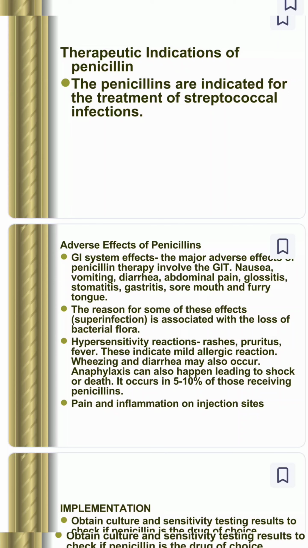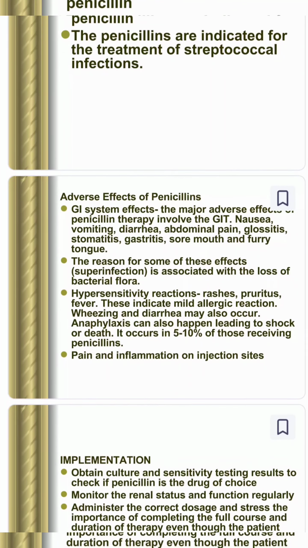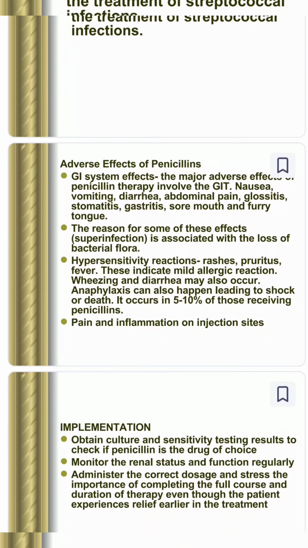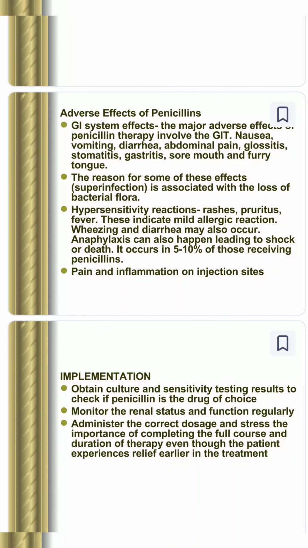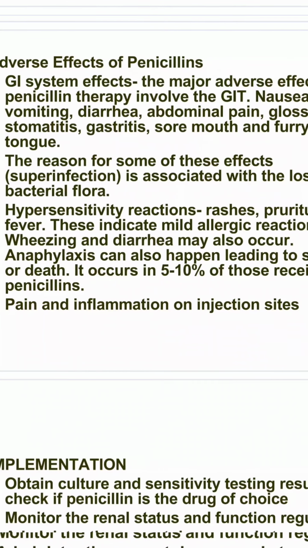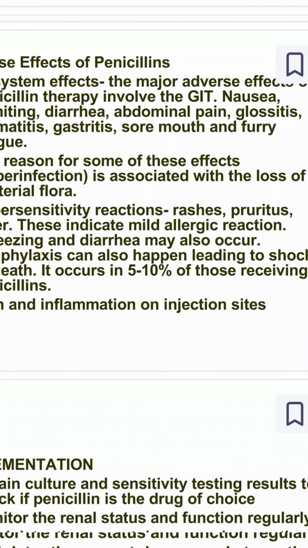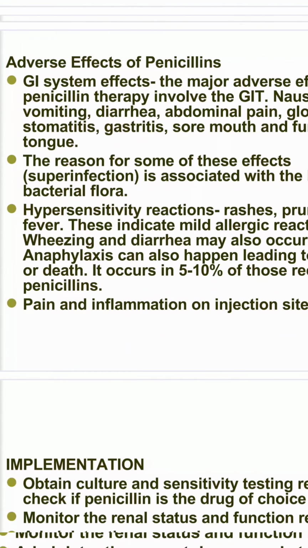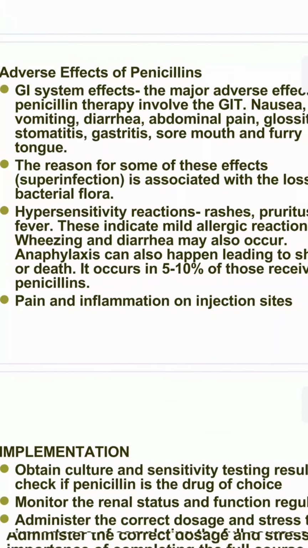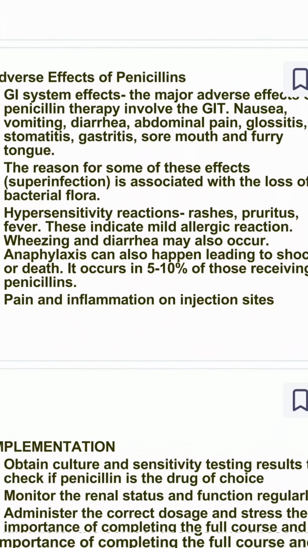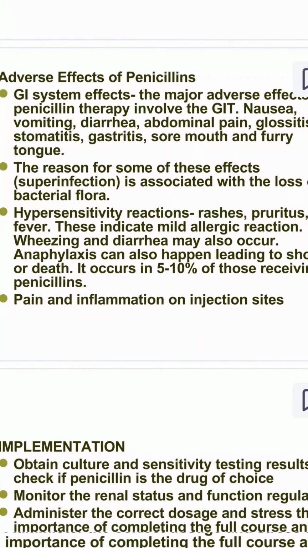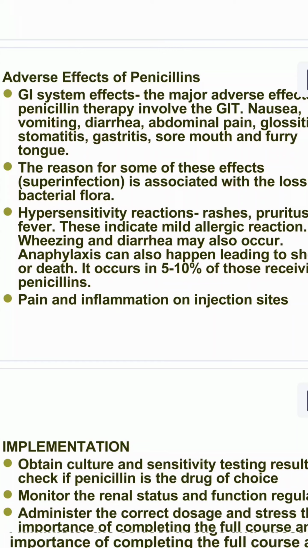Adverse effects of the penicillins: GI system effects. The major adverse effects of penicillin therapy involve the GIT: nausea, vomiting, diarrhea, abdominal pain, glossitis, stomatitis, gastritis, sore mouth and furry tongue. The reason for some of these effects is associated with the loss of bacterial flora. Hypersensitivity reactions, rashes, pruritus and fever indicate mild allergic reactions. Wheezing and diarrhea may also occur.